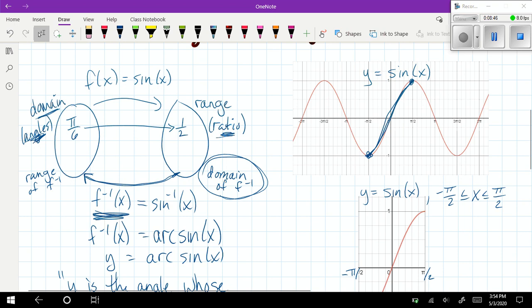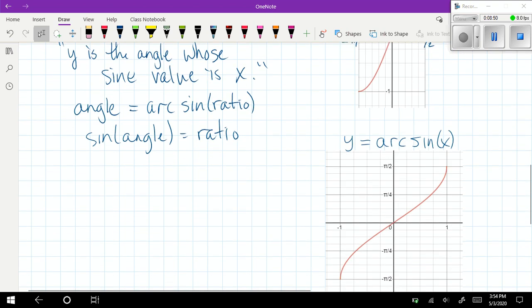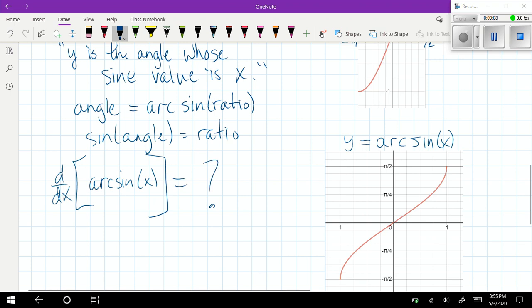So there's a few different ways to go about doing this, and this is our objective for today. I want to know what is the derivative with respect to x of arc sine of x. And I really don't believe I should be leaving a space right there. I think that's one function, arc sine of x. This is the big question.